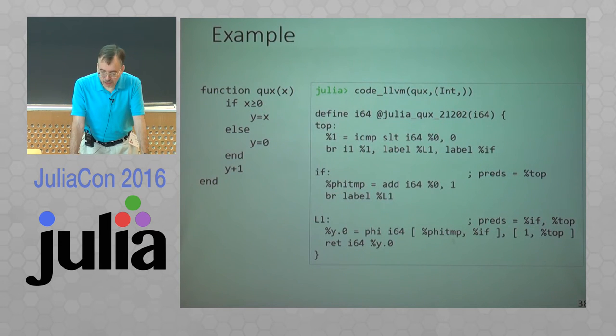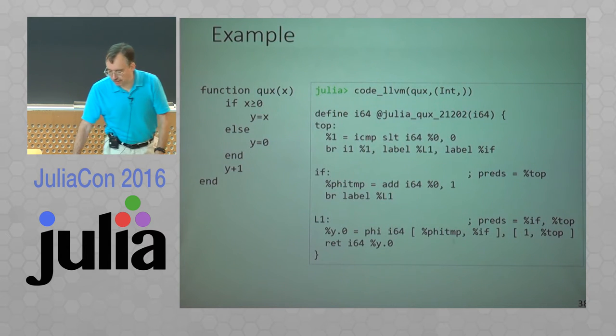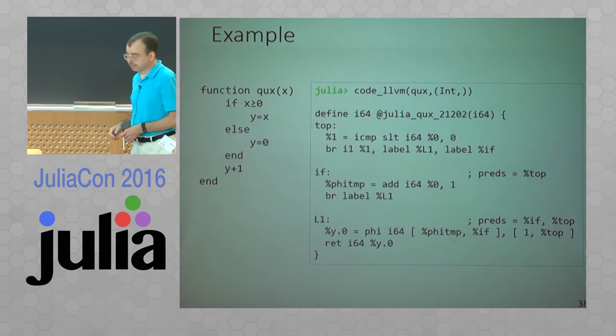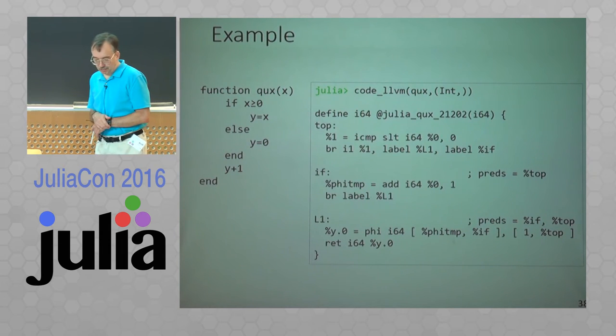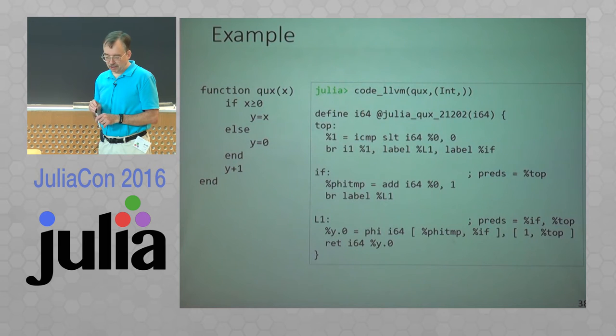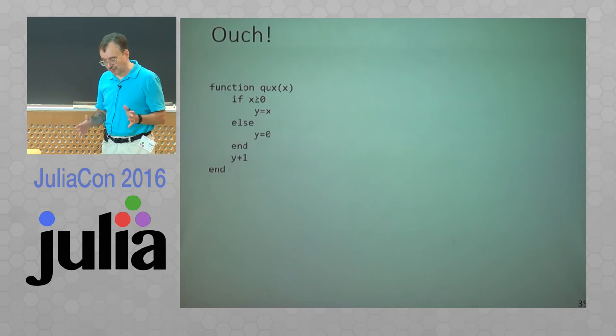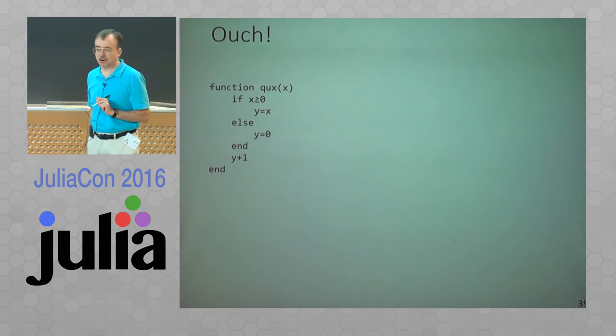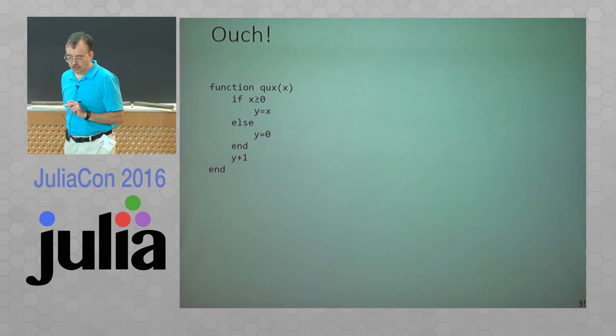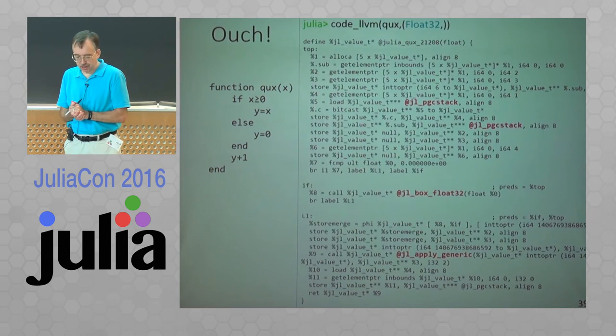So here's an example of type inference where it goes right. On the left, I have a simple Julia function, and the code on the right is the LLVM code for when this function is invoked on an int argument. When I invoke it with that int argument, everything's hunky-dory, because the compiler can deduce that everything of interest is an int.